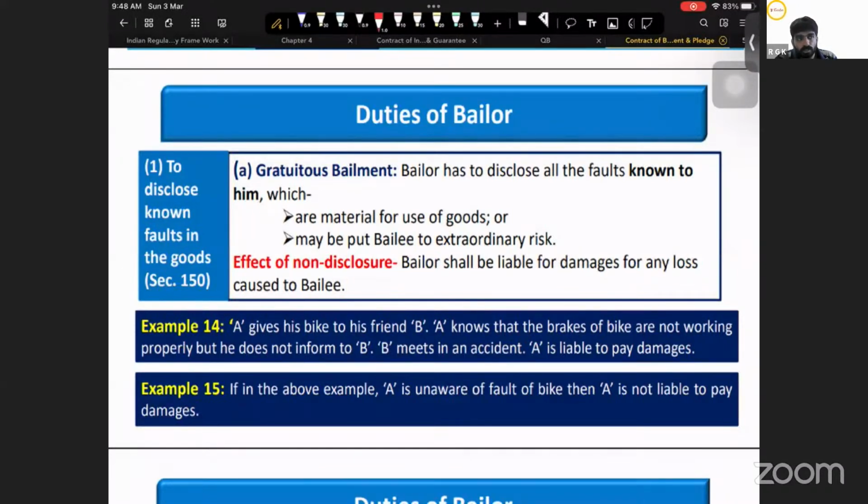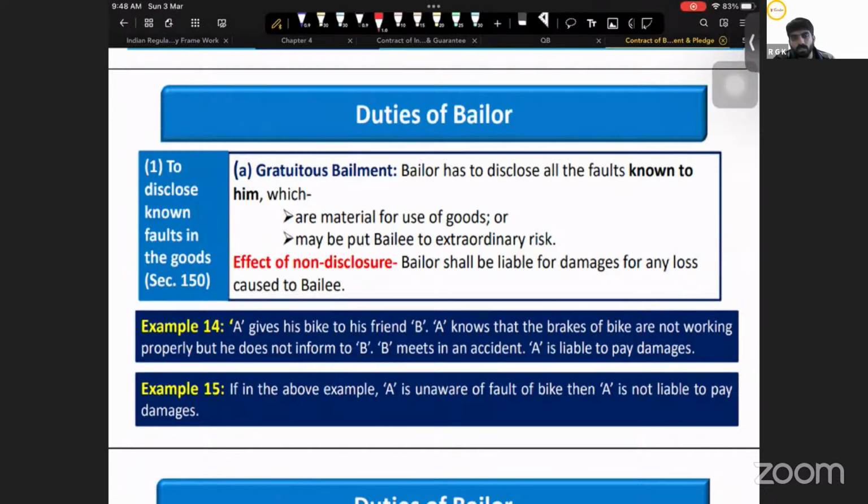Suppose you don't disclose this, despite knowing it, then whatever loss your friend may suffer, you will be liable to compensate the same. So that is what is said in point A here. Bailer has to disclose all the faults known to him which are material for use of goods, or which may put bailee to an extraordinary risk.